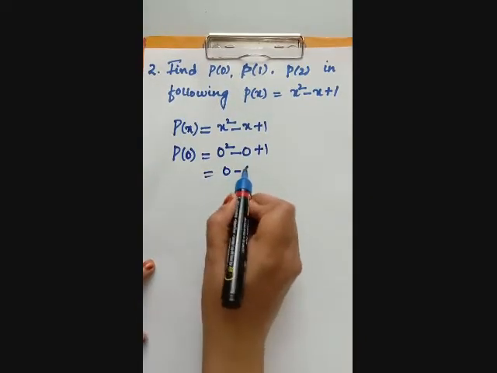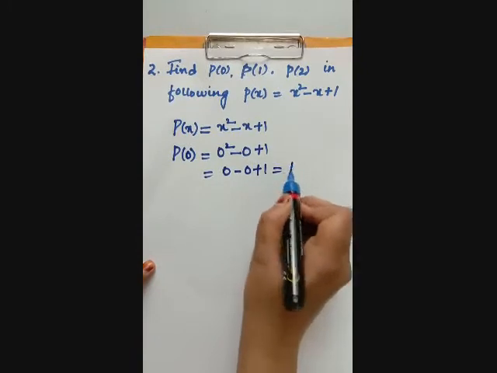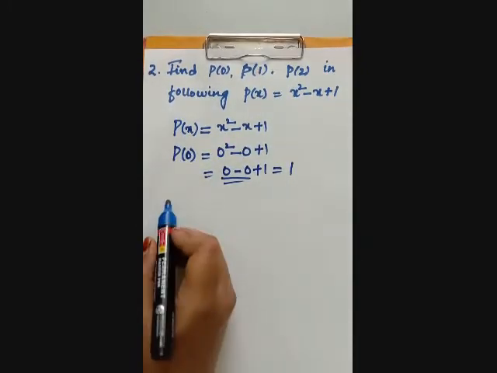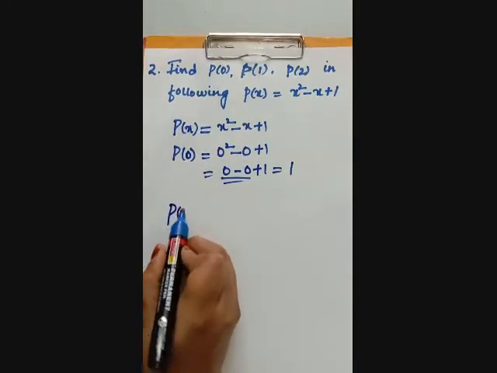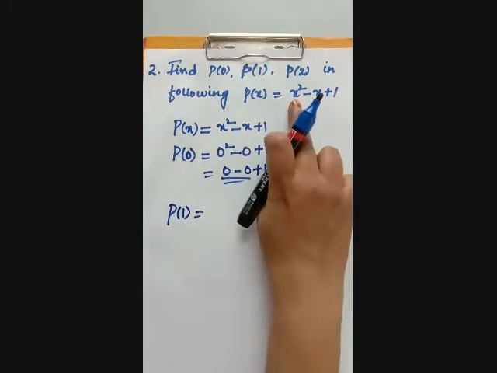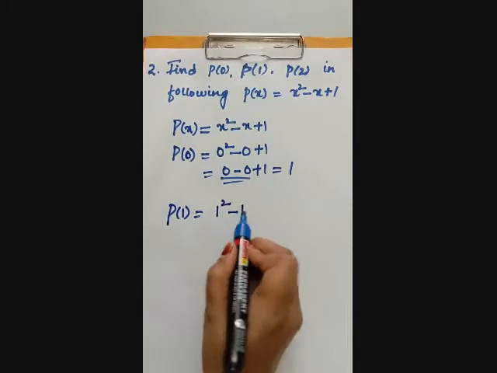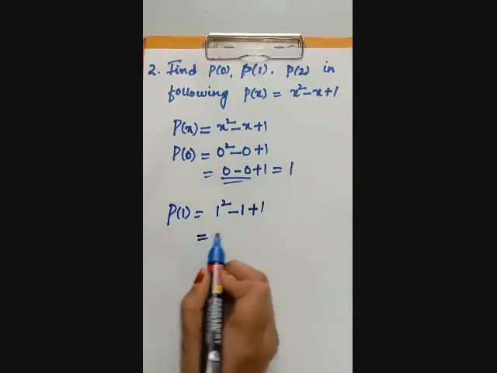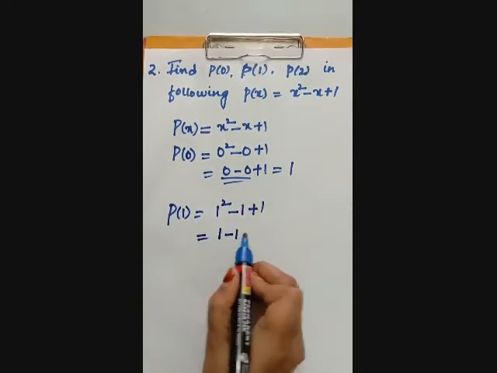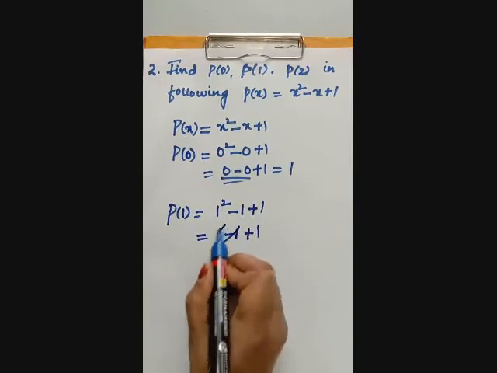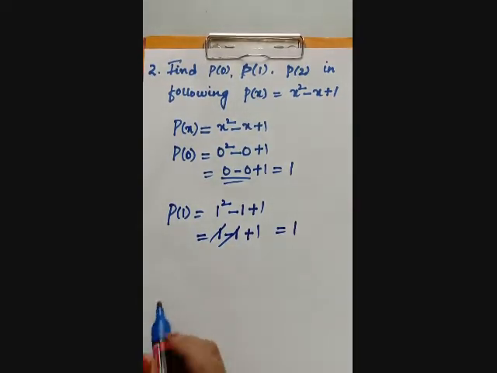So 0 minus 0 plus 1, answer is 1. Next, P of 1. So wherever there is x, I am going to substitute 1. So 1 square minus 1 plus 1. 1 ones are 1, minus 1 plus 1. Minus 1 plus 1 get cancelled, answer is 1.